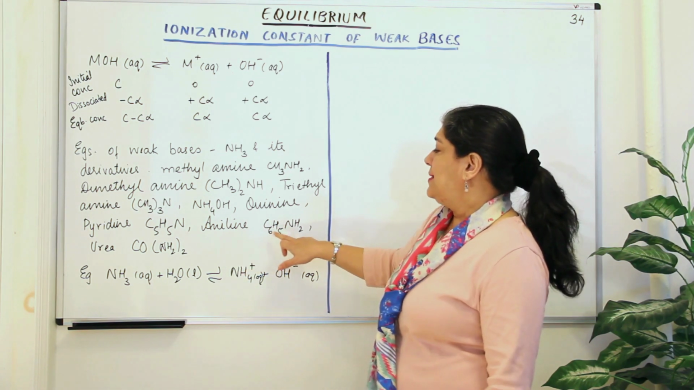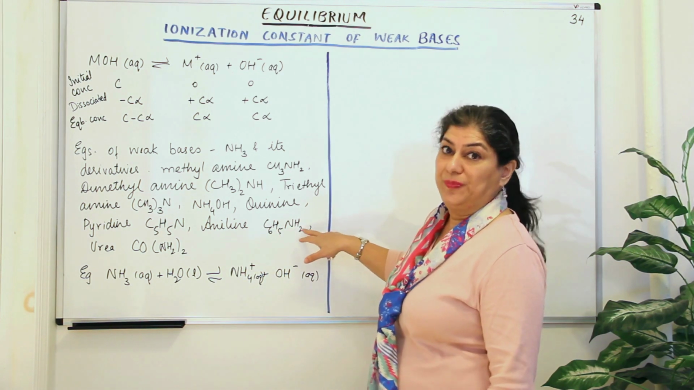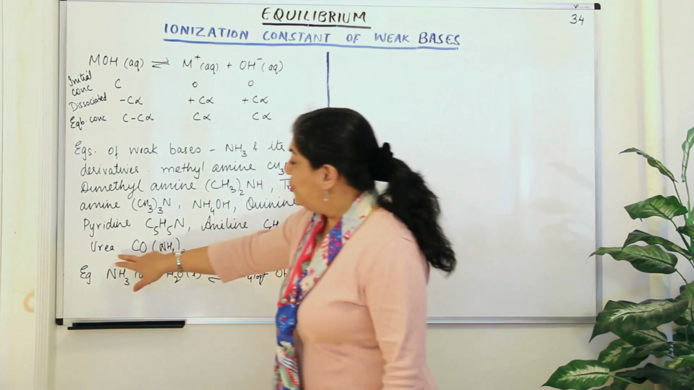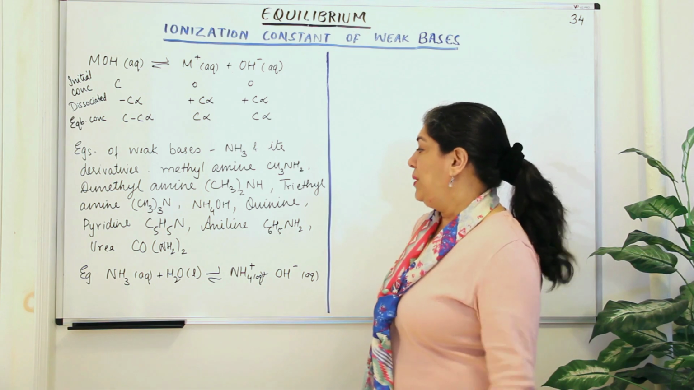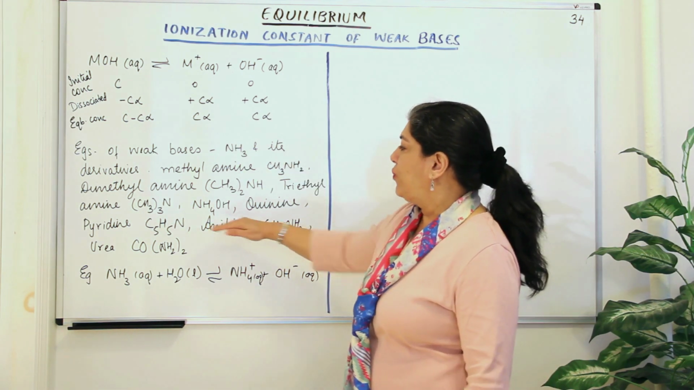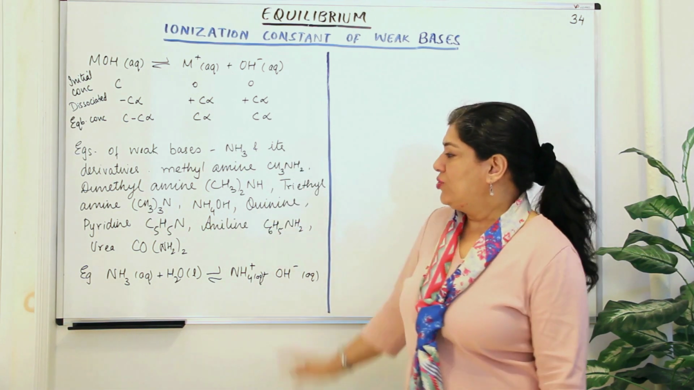Aniline is C6H5NH2, and urea is (NH2)2CO. These are just examples of a few weak bases. We'll go into the structures of all these when you do your organic chemistry, so I'm not going to deal with this right now.